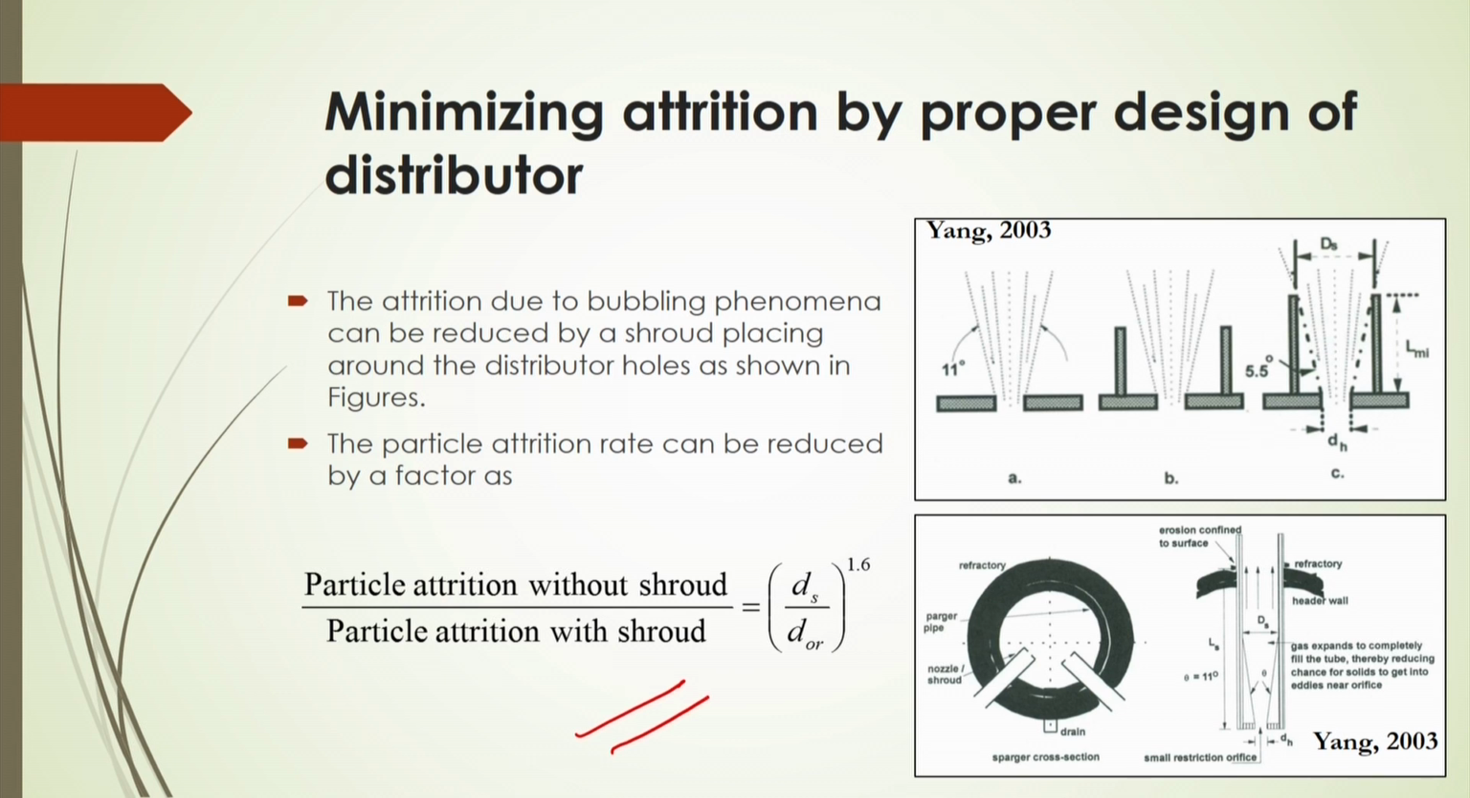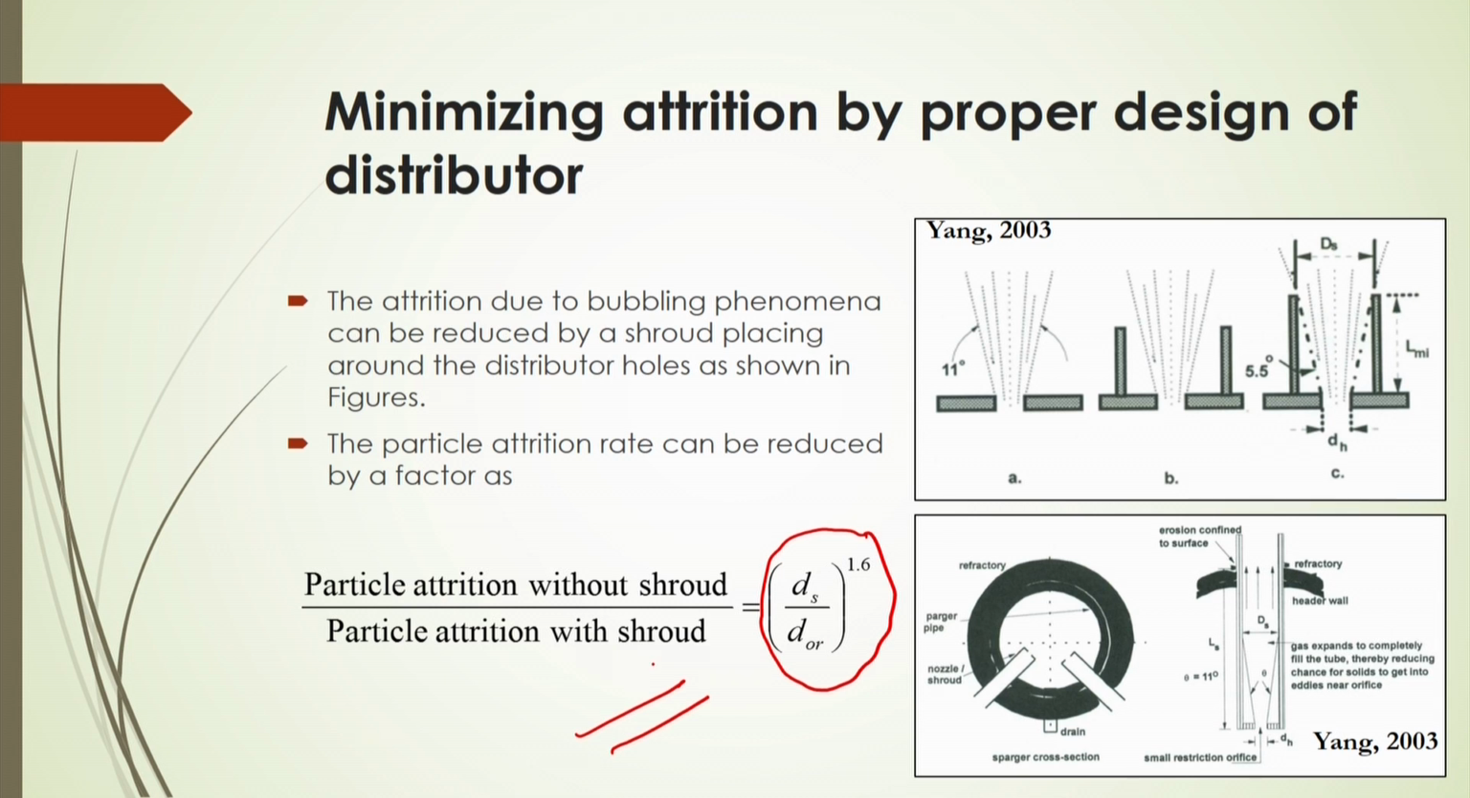you can estimate the particle attrition with or without shroud by this consideration. The particle attrition without shroud over the particle attrition with shroud depends on the diameter of the shroud you are using, ds, and the orifice diameter, d orifice, and the ratio is ds by d orifice to the power 1.6. So, particle attrition without shroud equals ds by d orifice to the power 1.6 times the particle attrition with shroud. So, you can calculate the particle attrition with shrouds from this relationship.